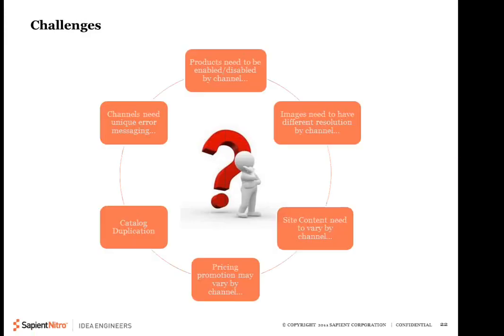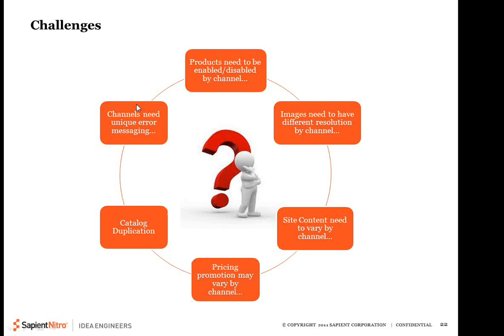A typical challenge in a multi-channel platform is that the product needs to be enabled or disabled by channel. You don't want to show some of the products on mobile, and you want to show some products on web. How do I control it? And images need to have a different resolution by channel. Of course, I cannot render the same images which I render on a web application on the mobile handset over wireless, because there is definitely a bandwidth consideration you have to take care of. And the site content needs to be varied by channel. All the content labels that you show on mobile and web should be different. Pricing and promotion may vary by channel.